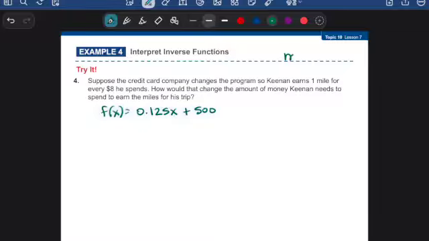Okay, so we had to figure out miles per $1. So we did 1 divided by 8. So here's our original function. We're going to find the inverse function by switching x and y. So I'm going to just say this is x, and this is 0.125 times y plus 500. Okay, and now again, just like we did before, we're going to solve for y. Subtract 500 from both sides.